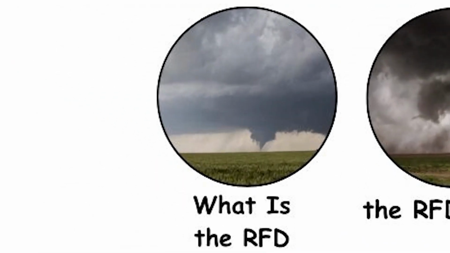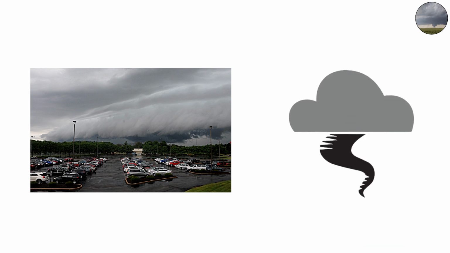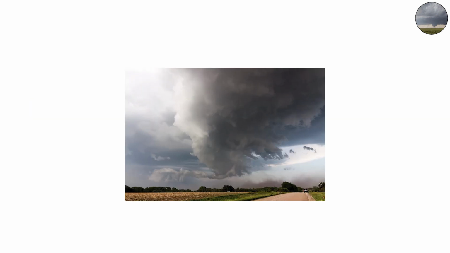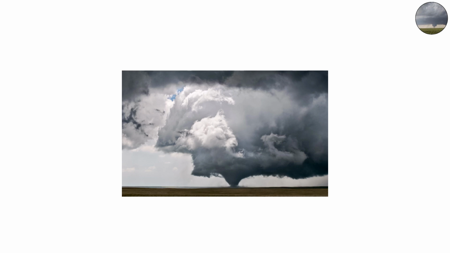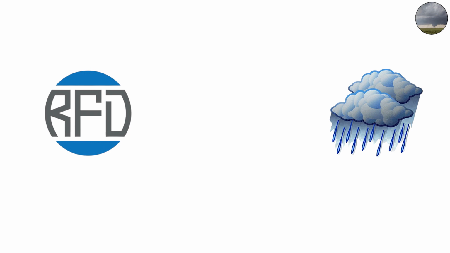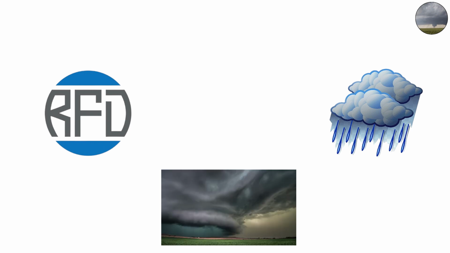What is the RFD? When we talk about tornado formation, most people think of rotating supercells, wall clouds, and funnel clouds. But there's one critical piece that often goes unnoticed: the rear flank downdraft, or RFD.